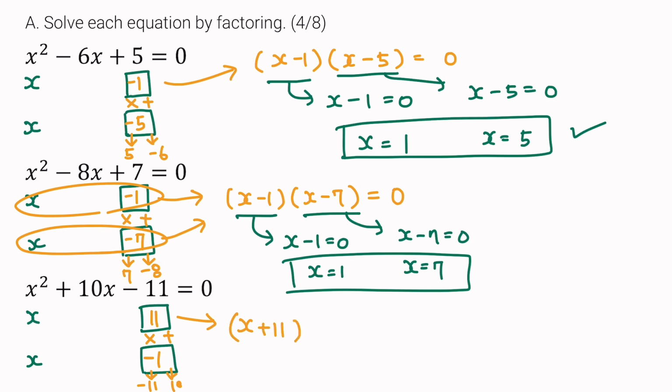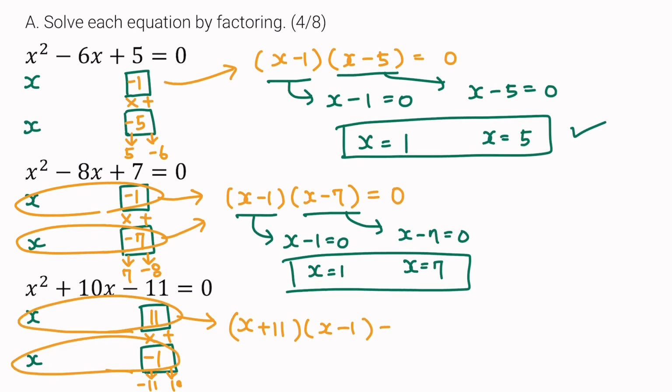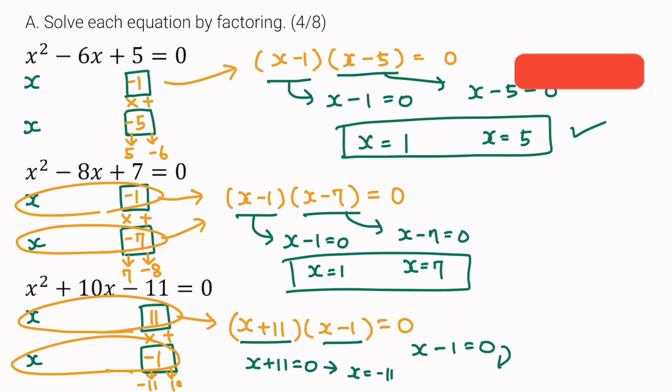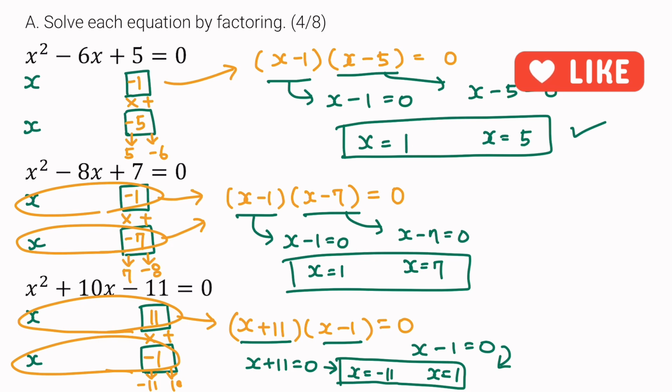I have x plus 11 times x minus 1. Those are this number and this number. And they are equal to 0, meaning x plus 11 is equal to 0, or x minus 1 is equal to 0. Now let's move that a little bit to the right. Now this means our x is equal to -11, and this means our x is equal to 1. And these are going to be our solutions to this third problem on this page.